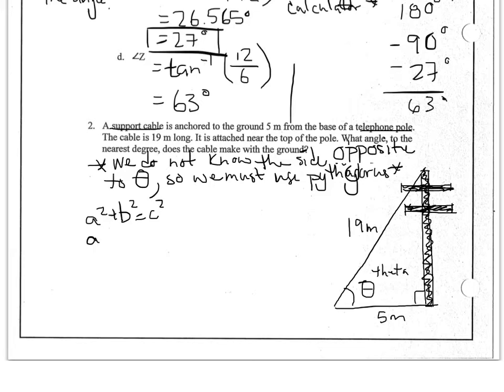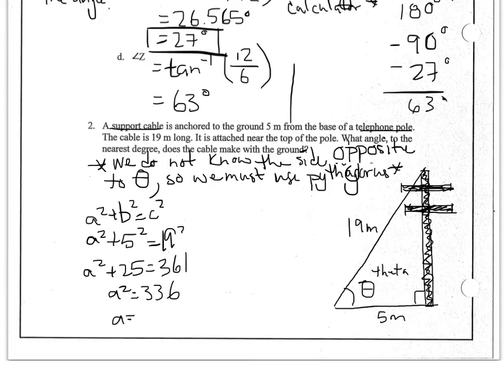We know that a squared is what we're trying to solve. This is our opposite. We know b is 5, so 5 squared equals 19 squared, because we already know the hypotenuse. So a squared, we're just going to work this all out. 25 equals 361, which is 19 squared. So a squared equals 336. So just a equals the square root of 336.